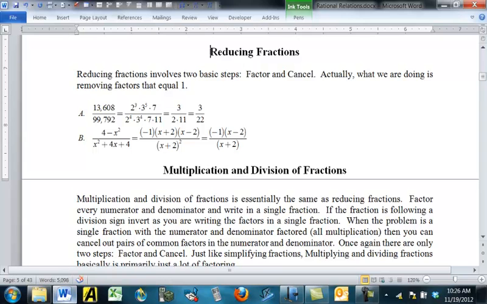Then cancel out like factors. These 2 to the 3rd cancels with 3 of the 2's in the bottom, leaving 1 2 in the bottom. All the 3's cancel except for 1 in the top. All the 7's cancel, and then 11 doesn't cancel. So now we have a prime factorization form. You can see that that is a reduced fraction in factored form. In the case of the constants, we're going to go ahead and multiply that back out and make it 3 over 22.